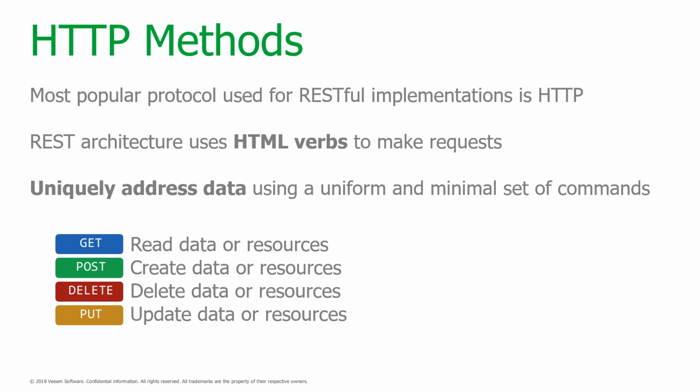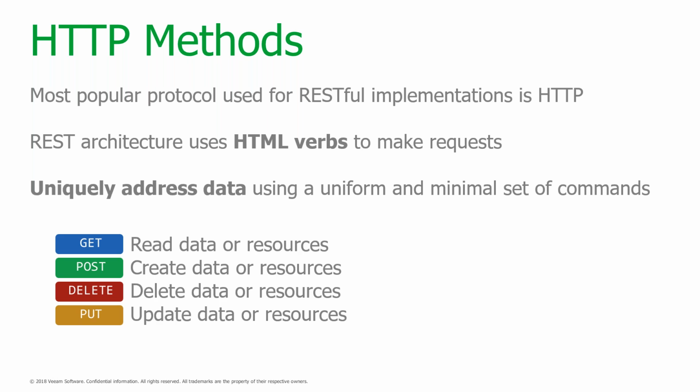The most popular protocol used for the RESTful implementation is HTTP. That's what pretty much everyone is doing. The REST architecture uses HTTP verbs to make the requests, and these address data using a uniform and minimal set of commands. These are the four that we have in the Veeam Backup for Office 365. So we have the GET. With the GET, you will be able to read data or resources. For example, the dashboard that we are going to see later on uses GET pretty much. We don't edit anything. We just want to see what's there and get it and put it in some kind of a database or a script that we have.